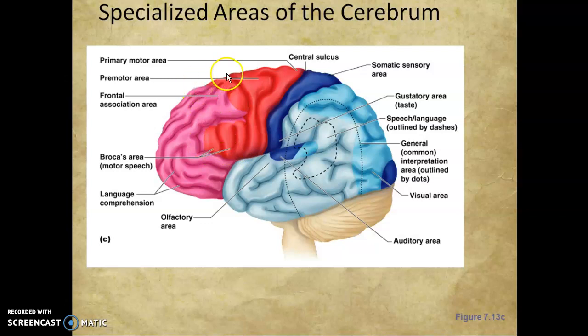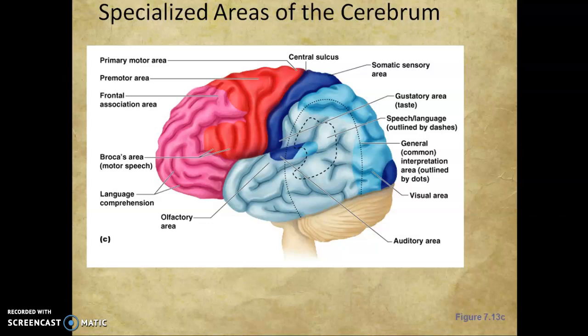Okay. You see other parts here, so you've got your motor strip, your sensory strip. Here we've got our sense of taste, sense of hearing. Okay, the auditory area, we already talked about that. The visual area is back here. And the rest of it that's not specifically pointed out is used for other interpretations as well. But these are the big, I guess, portions of what our brain is doing.